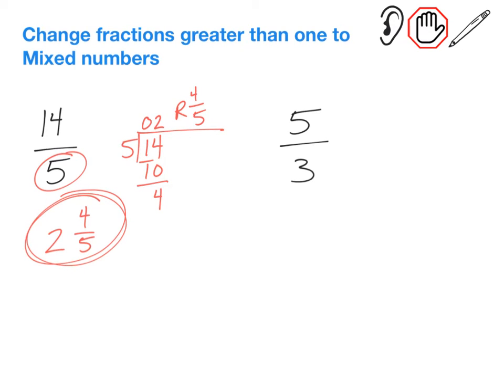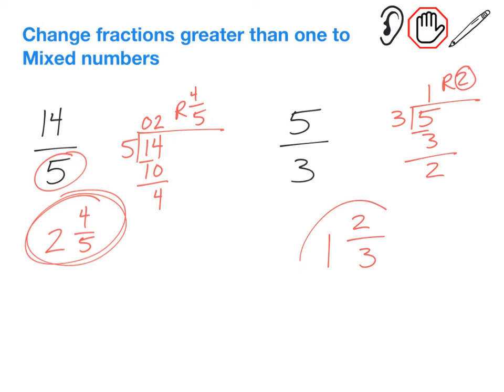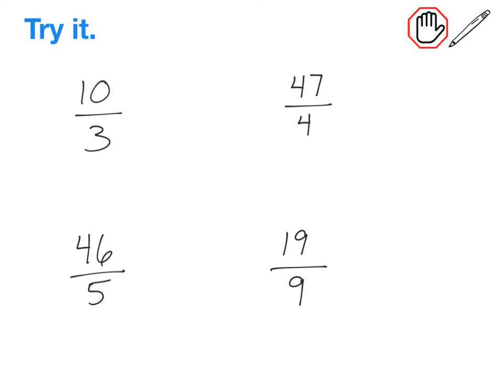Okay, now let's try 5/3. 5/3 is just 5 divided by 3. So 3 goes into 5 1 time. 1 times 3 is 3. Subtract, we get 2. So we get 1 remainder 2. That remainder means we have 2 out of 3. So 5/3 is just 1 and 2/3. Okay, it's time for you to pause the video and try it on your own. So you are converting these fractions greater than 1 to mixed numbers. When you're finished, press play and I'll reveal the answers.